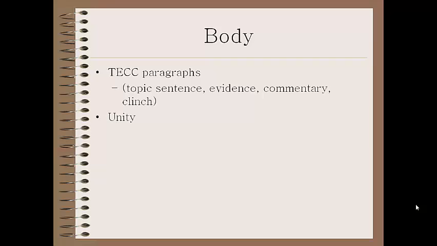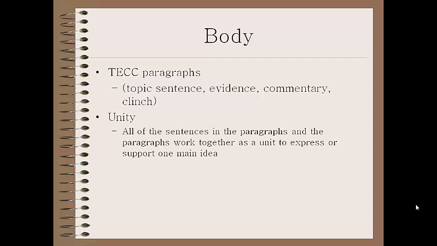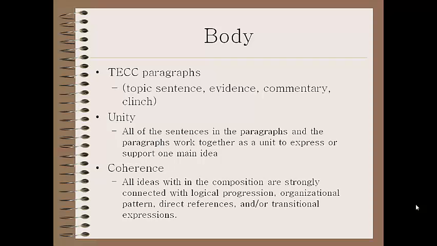The first one was unity. Unity is when all the sentences in the paragraph work together as a unit to express or to support one main idea. And then we talked about coherence, where all the ideas within the composition are strongly connected with logical progression, organizational patterns, direct reference, and/or transitional expressions. So you can refer to last week's notes to add information to this part of the body.